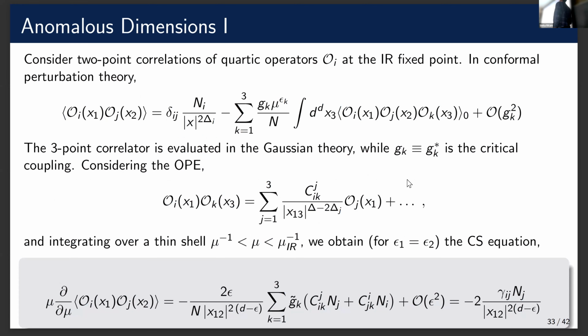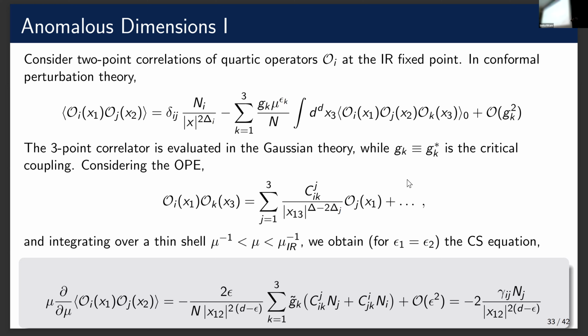We take some quartic operators in the theory, and we want to compute their anomalous dimensions. So we start with the operators that are there at the Gaussian fixed point, and we deform the theory with a quartic interaction. To leading order, of course, this is the Gaussian result, but the correction depends on a 3-point function. This is simple conformal perturbation theory. The coupling here corresponds to the critical coupling. And you can do an OPE here to reduce it to a 2-point function, and then perform this integral over a thin shell to obtain what is an analog of the Callan-Symanzik equation for these operators.